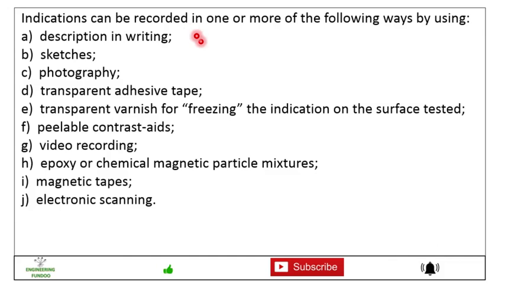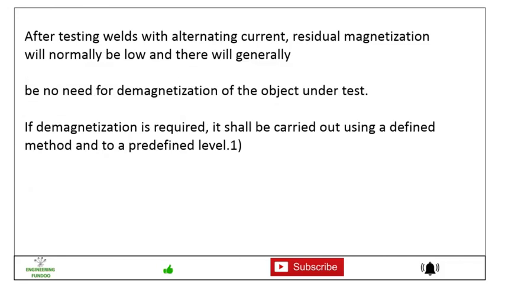Friends, then indications can be recorded in one of the following methods. Here we have to write the imperfections. You can also record it by writing a description, and then you can also make sketches or photography or transparent adhesive tapes, or you can do a number of ways for recording, like video recording or magnetic tapes or electronic scanning. So these are the general requirements for ISO standards.